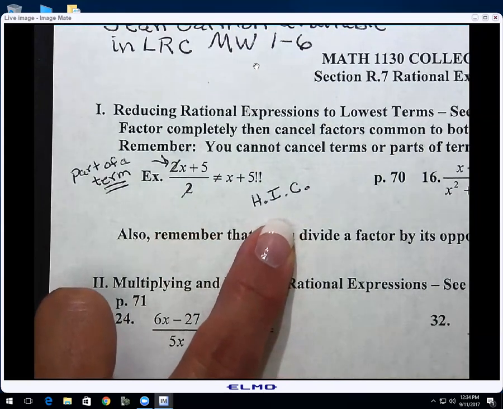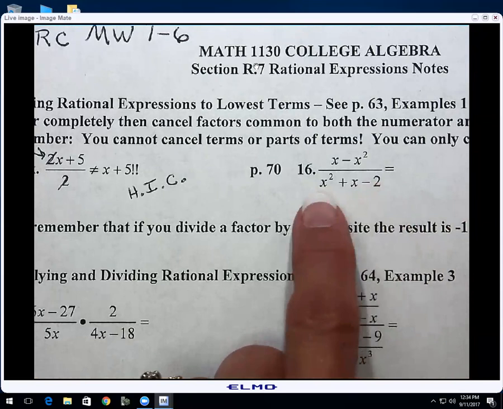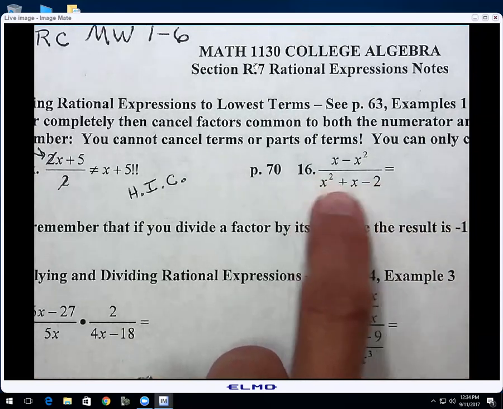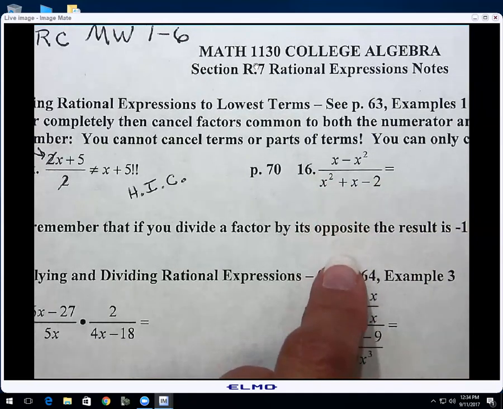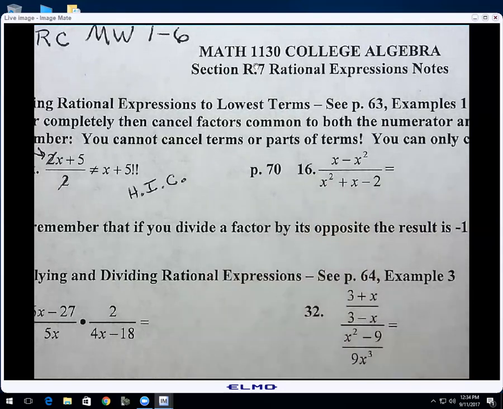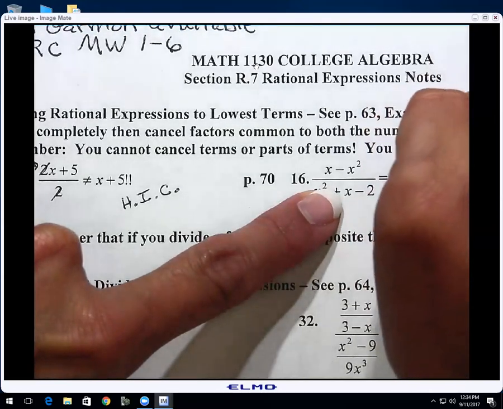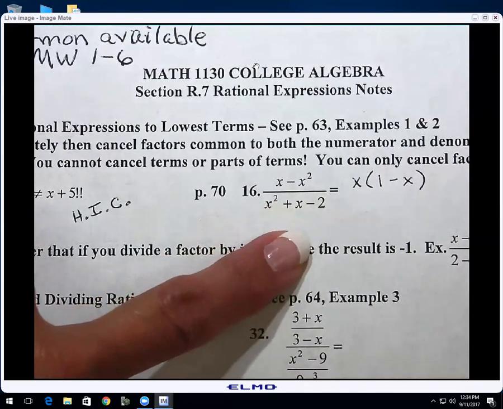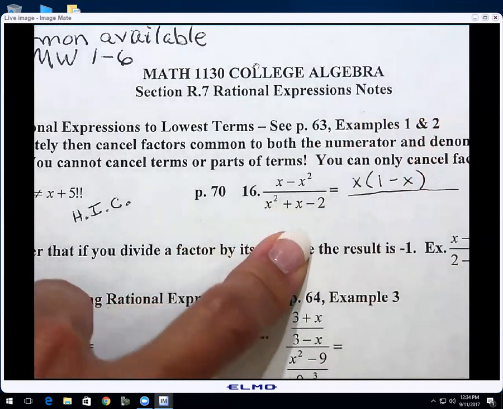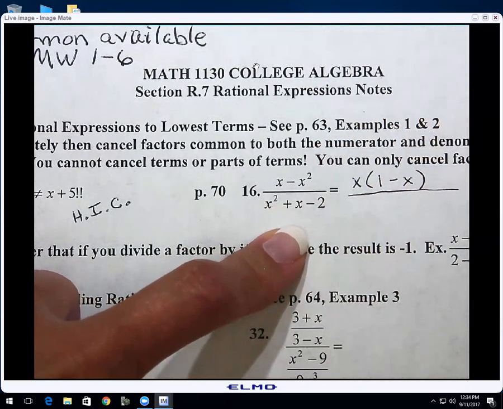If that's highly illegal, then how do we go about a legal manner of reducing number 16? Love to just cancel the x squares. Love to just cancel the x's, but those are terms. What do I have to do instead? You have to factor, and then you can cancel your common factors. So the numerator, you can factor out an x, and it leaves you a 1 minus x. The denominator is the easy kind of trinomial. And since I know y'all spent all weekend becoming the very best factorers you can be, I'm going to do the factoring quickly today.